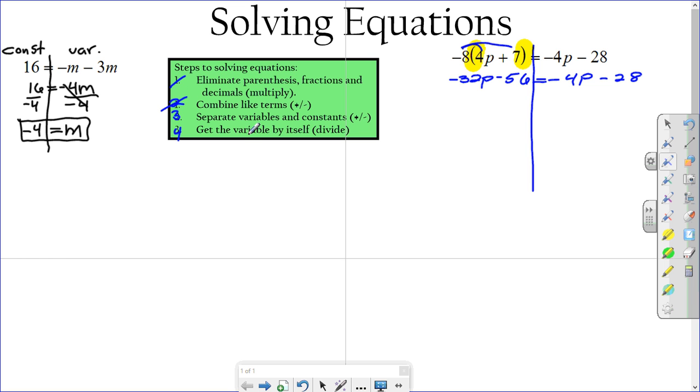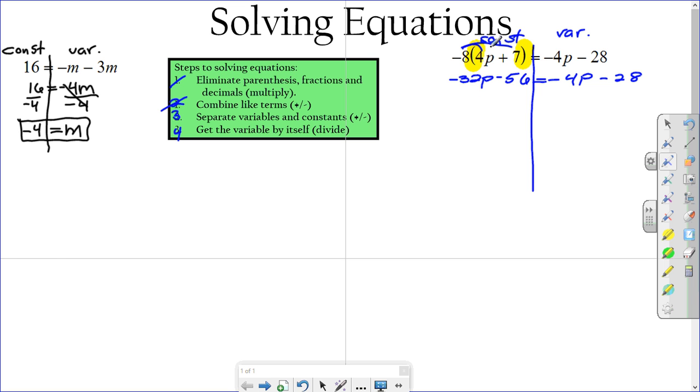So that is number 2. Number 3 is separate variables and constants. Variable means letter, so I'm looking for the letter. In this case, the letters are on both sides, left and right. So I can pick whatever I want. Let me put the variable right here. It doesn't matter. Pick a side. And then constant over here. So what I'm going to do is the following.